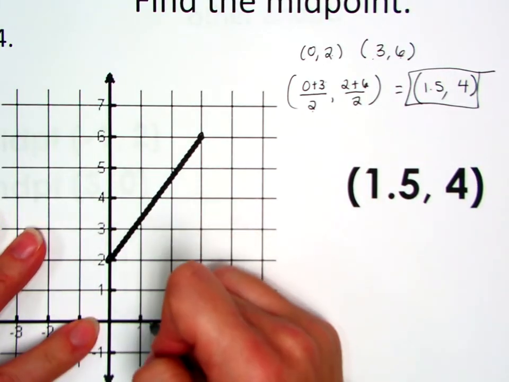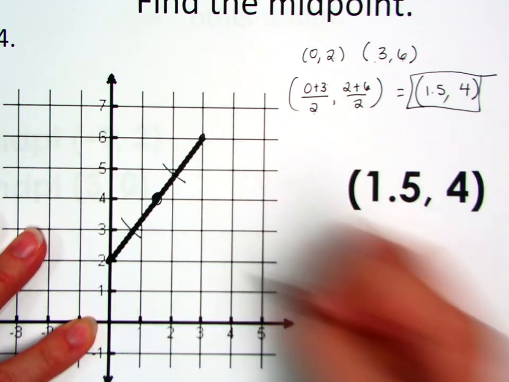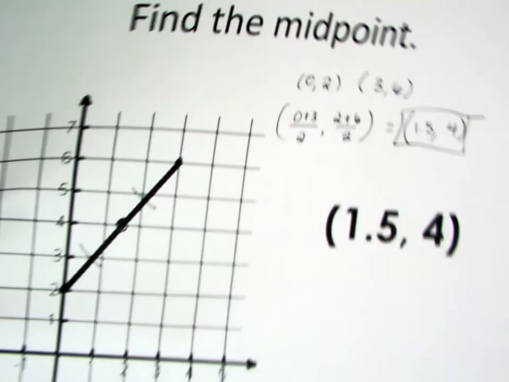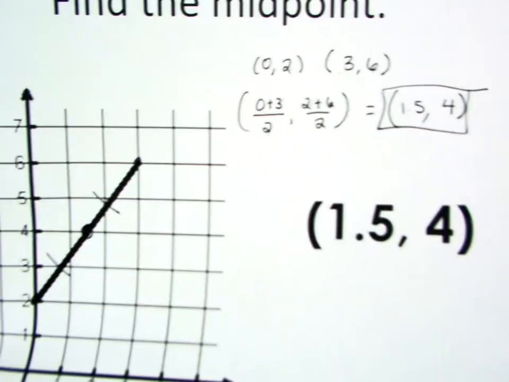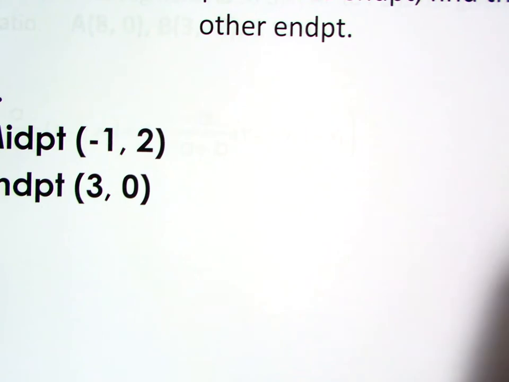If you look at it on the graph at (1.5, 4), it does look like it creates the two congruent halves. So you should eyeball this to make sure that what you get as your midpoint really does look like it's in the middle of your line segment.